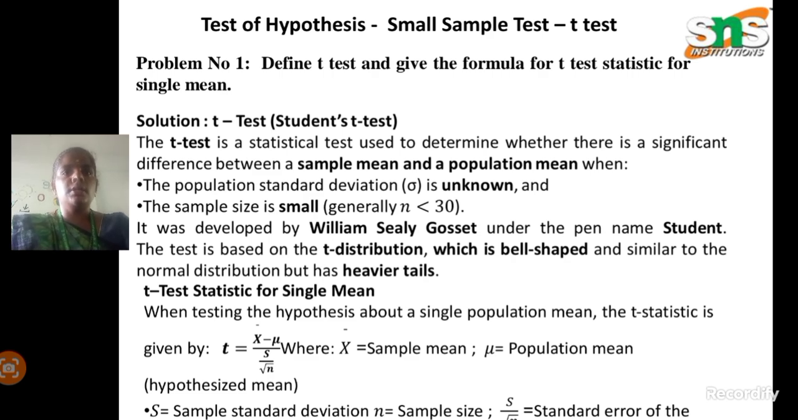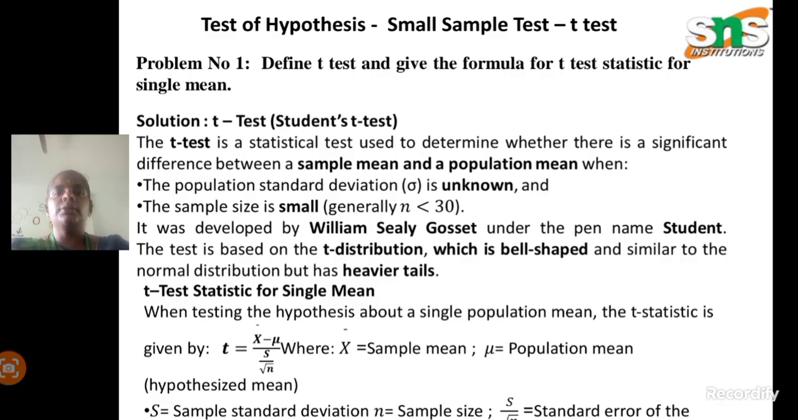The t-test is a statistical test. It is used to determine whether there is a significant difference between a sample mean and a population mean. We are going to check the difference between the population mean and the sample mean. If it has some differences, then we can define two types of hypothesis. The first hypothesis is the null hypothesis, and the second one is the alternate hypothesis. If it has a significant difference, then we can go with the null hypothesis. If it does not have significance, then we can go with the alternate hypothesis.